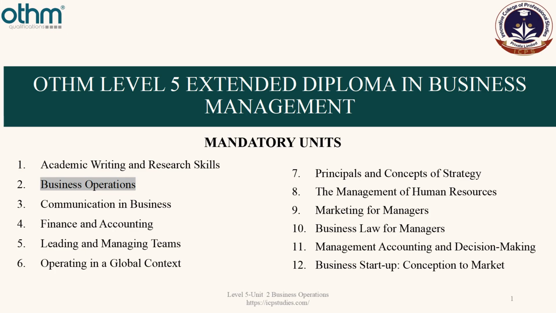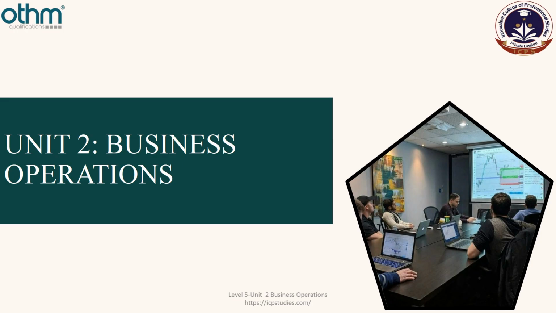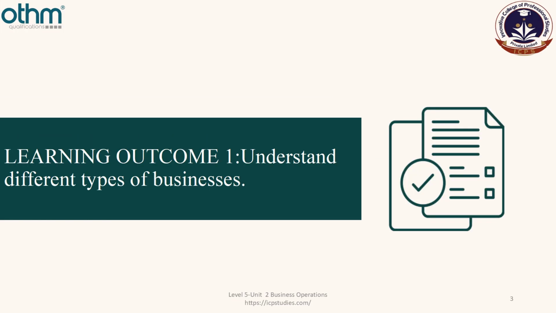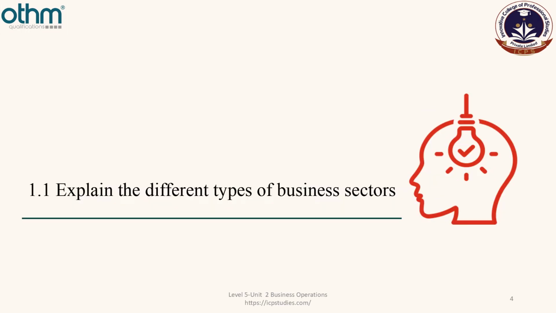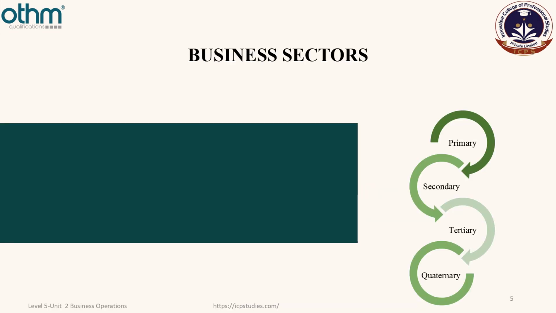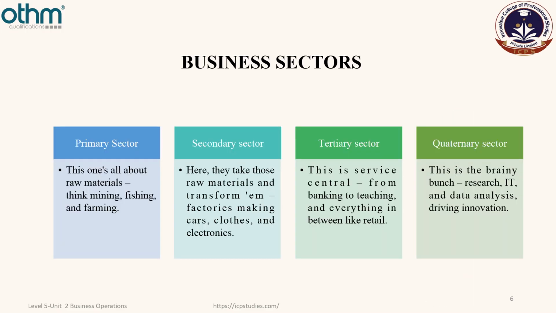So today we will discuss Unit 2 of this diploma, that is Business Operations. To understand this learning outcome, we first have to explain the different types of business sectors, that is the first assessment criteria of this learning outcome. So we have different types of business sectors: primary, secondary, tertiary, and quaternary. Now I will explain these sectors one by one to you people.